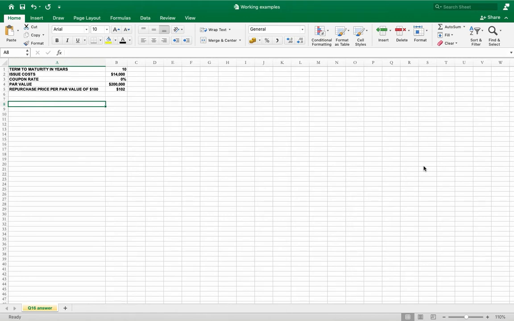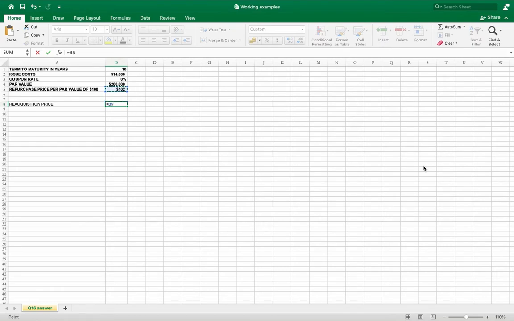We are required to calculate either gain or loss arising from the repurchase of the bond. So in order to arrive at that loss or gain amount, we need first to calculate the reacquisition price, because the question says that after 4 years the bond was repurchased at $102 per 100 par value. So it is 2% more expensive. That means in total reacquisition price was $204,000.